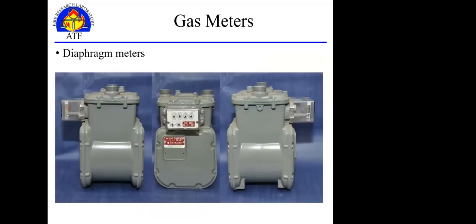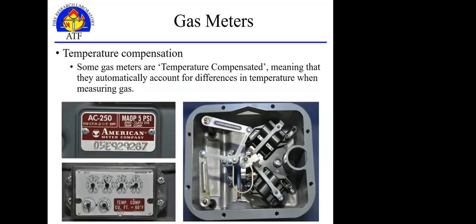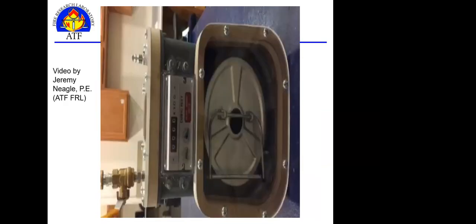I'm going to give a shout out to Jeremy Nagel, because at the FRL he put these slides together for the upcoming video, showing the operation of these diaphragm meters. One preemptive thing: they are temperature compensated. They're all set for a particular temperature, and then they automatically account for differences as the ambient temperature fluctuates.